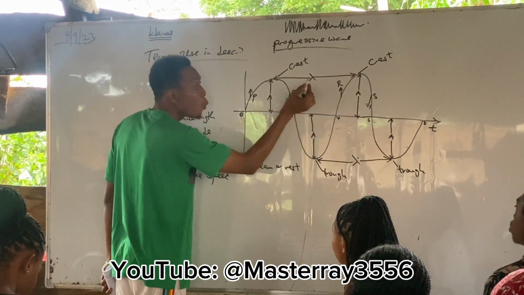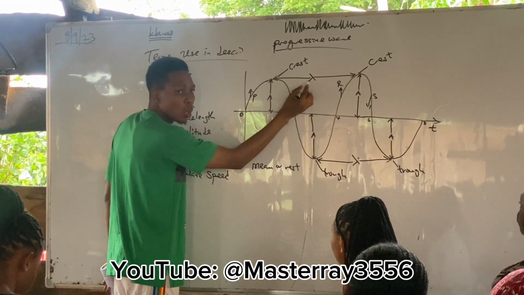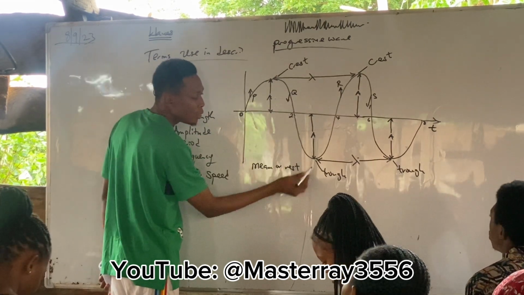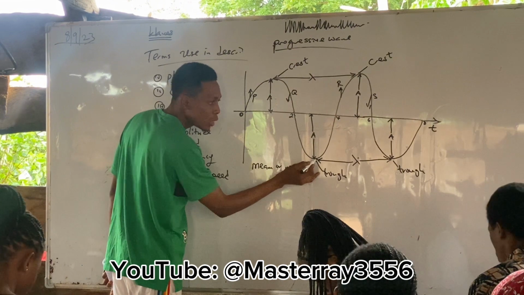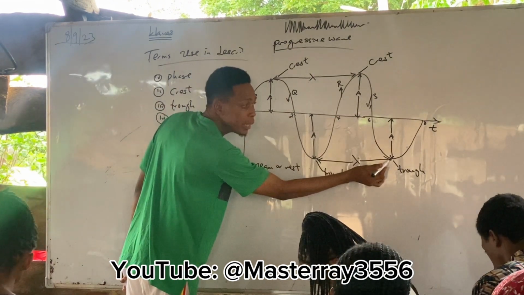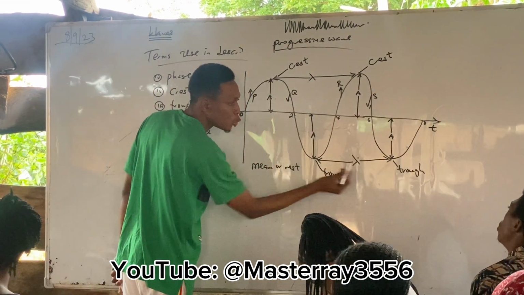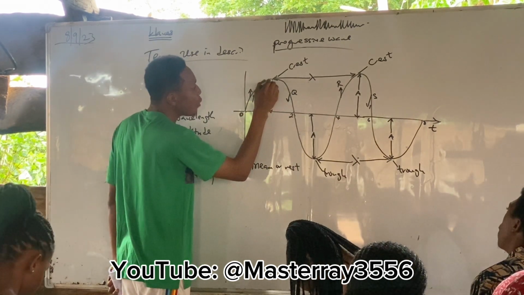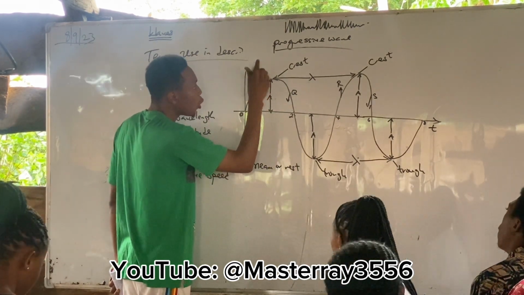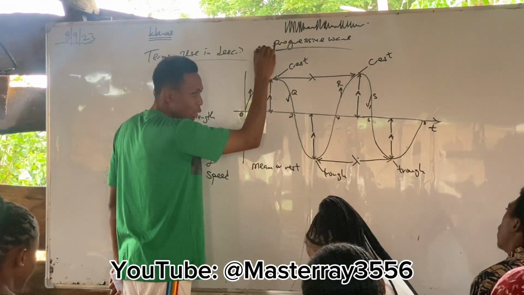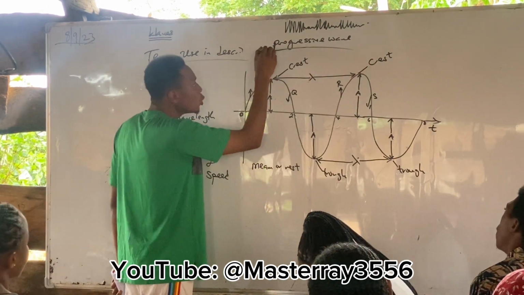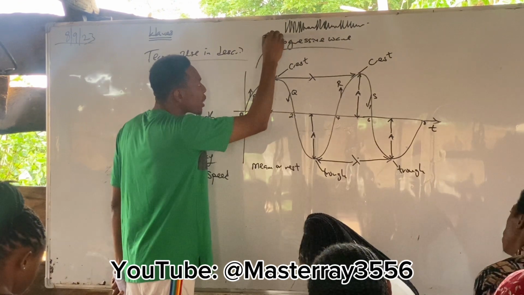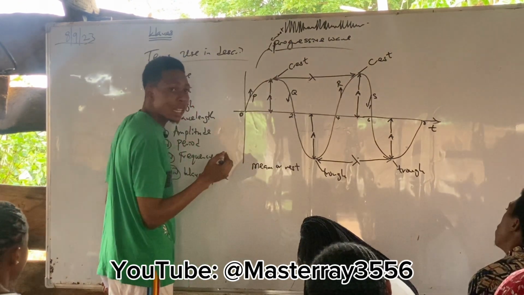It's known as what? Wavelength. The same thing. From this part to this part is also known as what? Displacement. That is from this amplitude to this other side. Are you following? Now, another thing again, this very top here, when your wave moves to the highest point, are you getting me? So that point there is known as what? Crest.